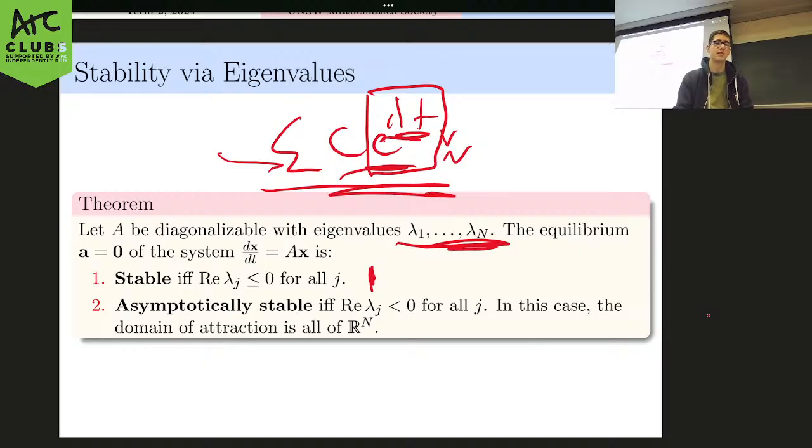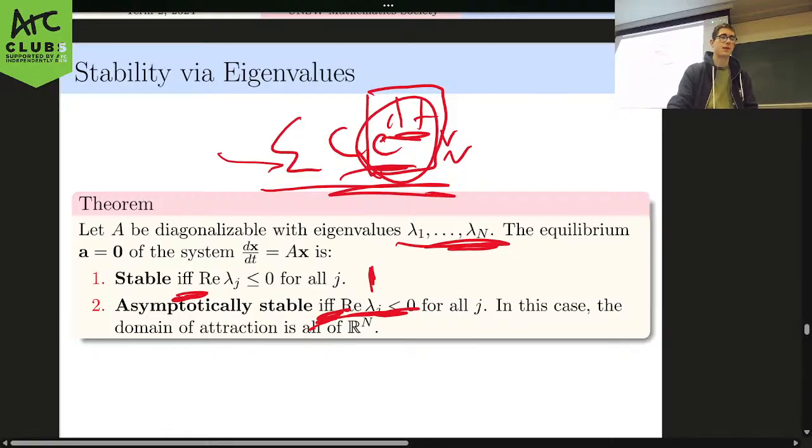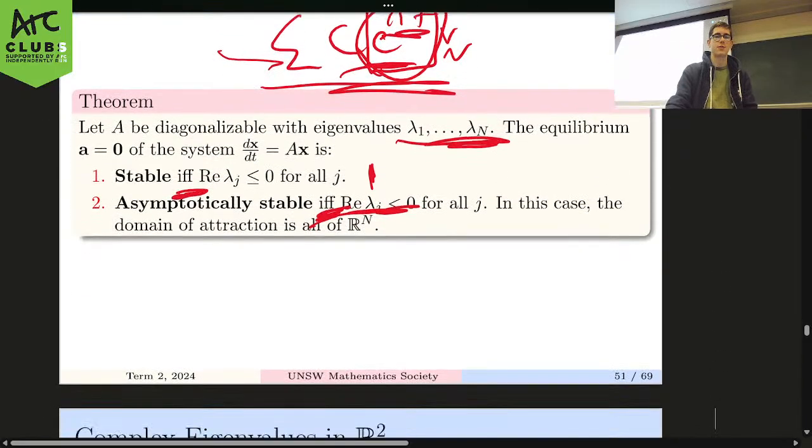Okay, and it turns out when the real parts of all our lambdas are negative, then all these terms would approach 0, which is quite nice for us as well. Okay, so those are the two criteria for stability and asymptotic stability. They're if and only ifs, meaning that in all the other cases, if we have at least one real part of our eigenvalue be positive, then we are not going to be stable at all. Okay, so moving on.